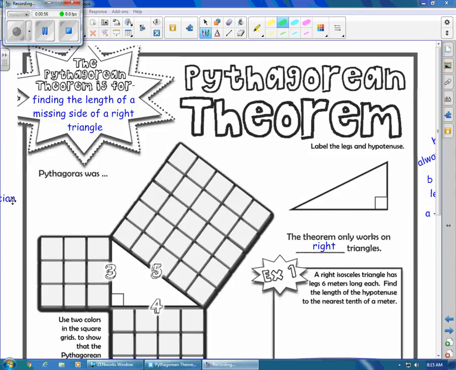Now, Pythagoras was a Greek mathematician, and he discovered that if you have a right triangle, it has some special properties. The special properties are if you take the length of the two shorter sides of the triangle and square them, it equals the length of the largest side of the triangle squared. So let me back up. Let me fix that. Okay, so a squared plus b squared equals c squared.